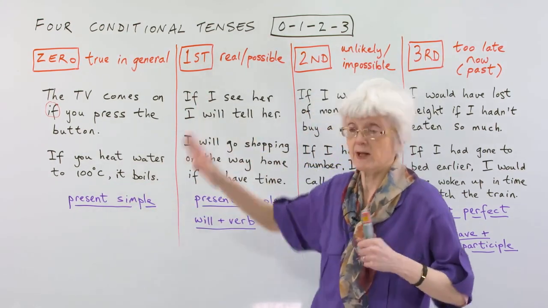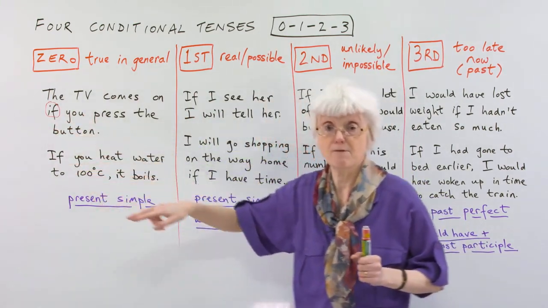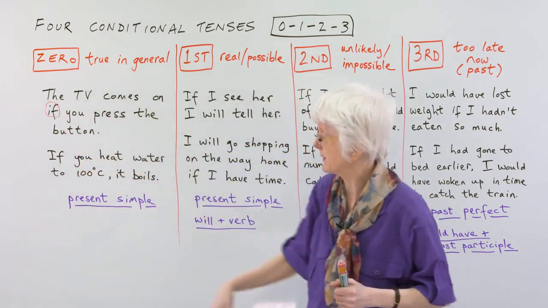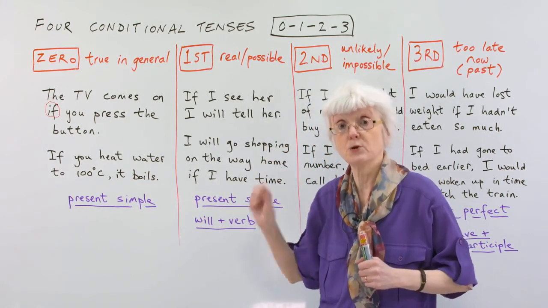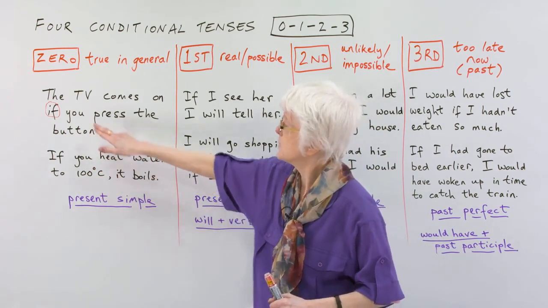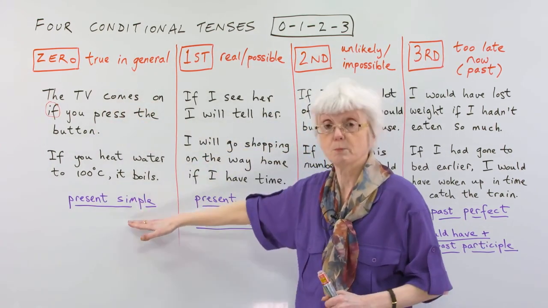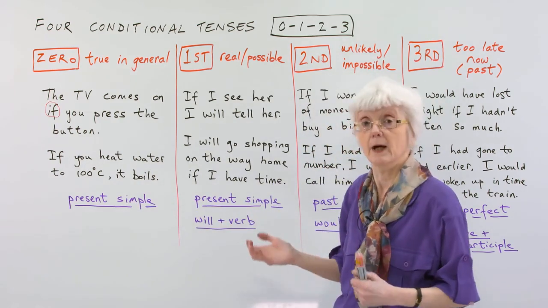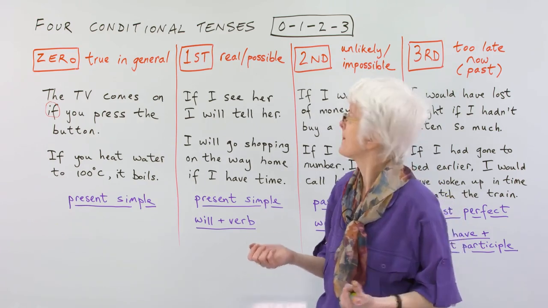So the sentences are made up of 2 clauses joined together with if somehow, whether it's at the beginning or in the middle. And for both clauses, you use the present simple tense. It boils, you heat, you press, the TV comes on. That's all present simple tense for the 0 conditional. Okay, so that's very simple, things that are true in general.